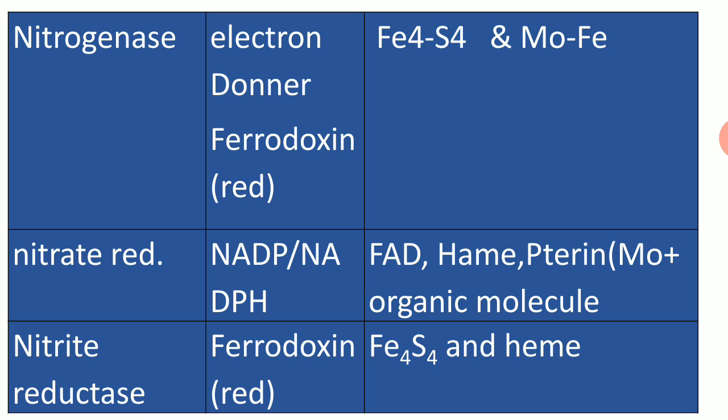Nitrite reductase has the electron donor NADPH, and it has FAD, heme, and tyrine, and tyrine is the molybdenum containing organic molecule. For nitrite reductase, ferredoxin is the electron donor. It has Fe4S4 and heme. So heme is the part of nitrite reductase.